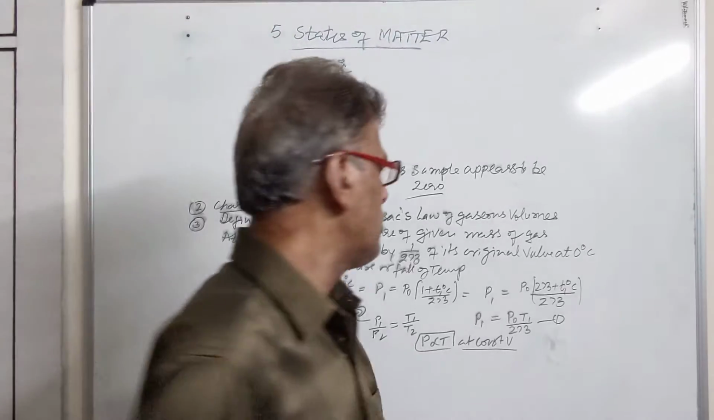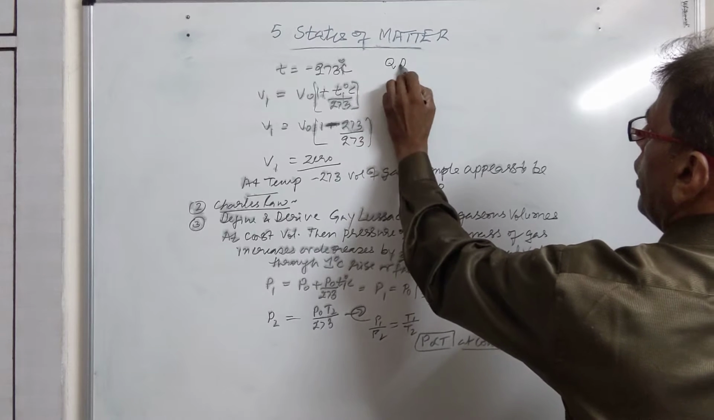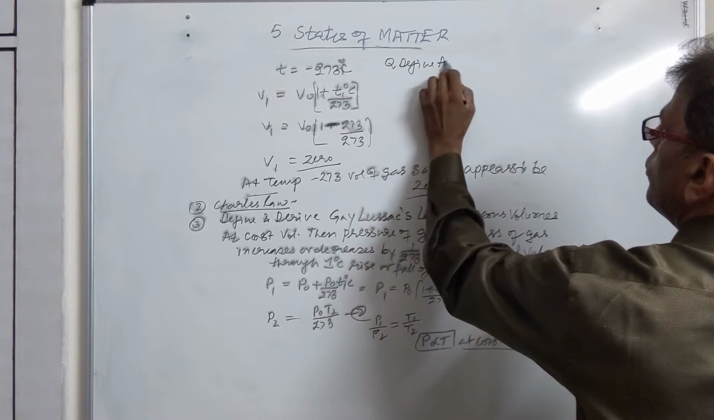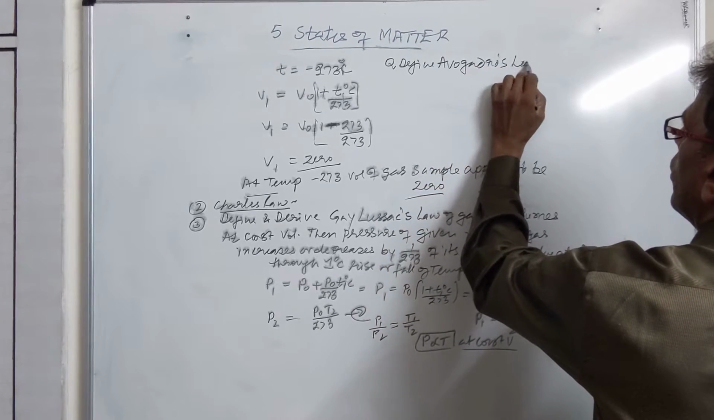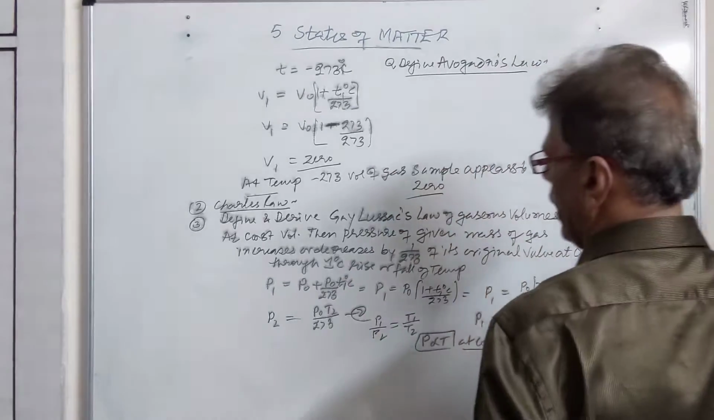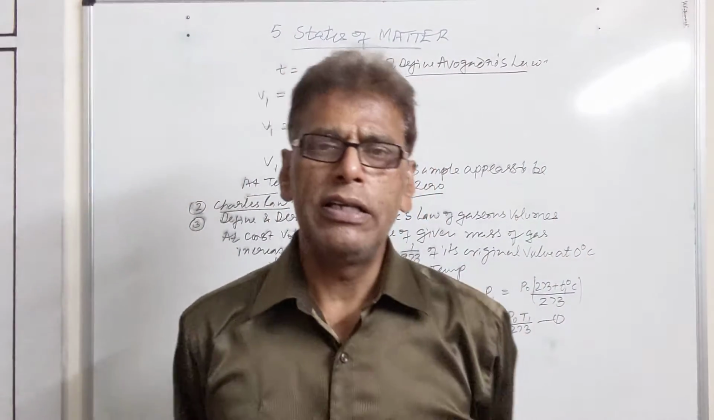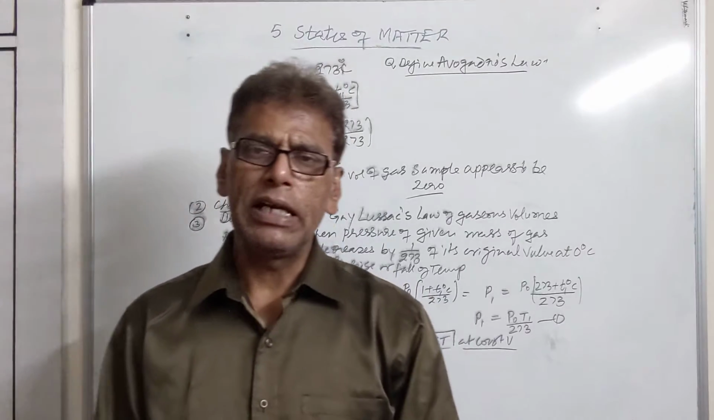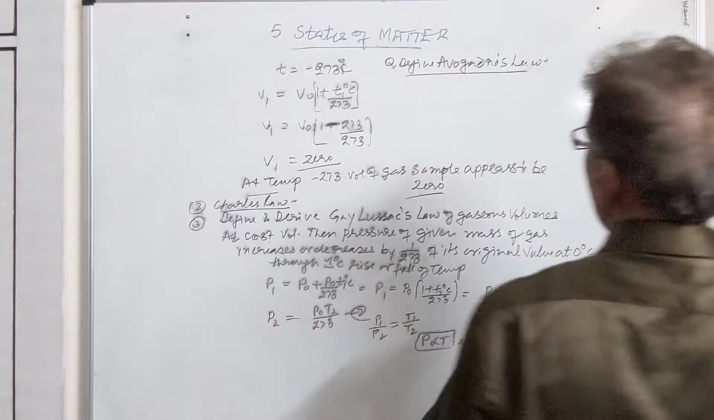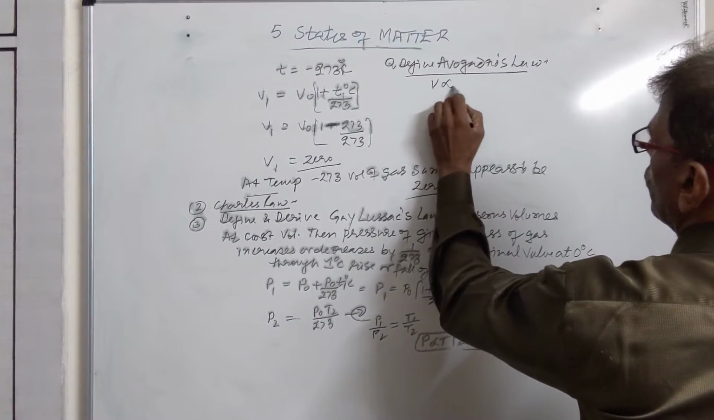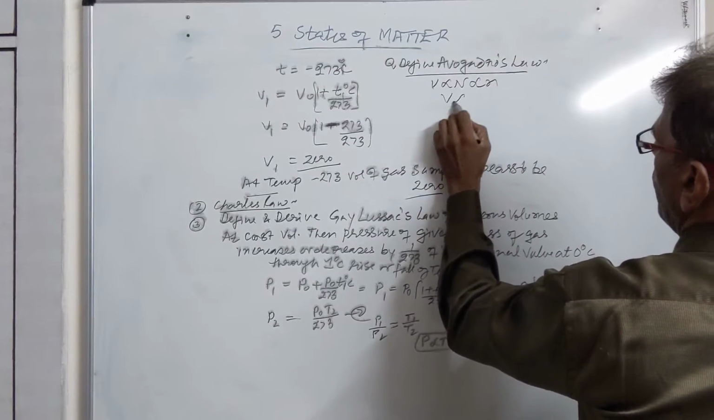Then we have the fourth gas law, that is Avogadro's law. Fourth question is define Avogadro's law. Avogadro's law states that equal volumes of all gases under similar conditions of pressure and temperature contain equal number of molecules or equal number of moles. So we can say V is directly proportional to number of moles of the gas, or V is proportional to n.